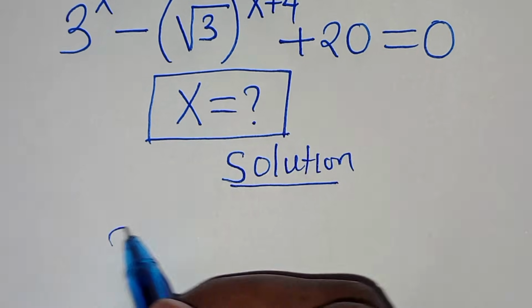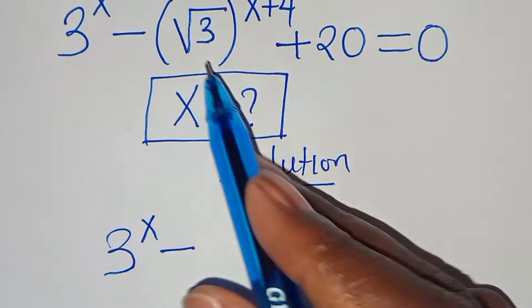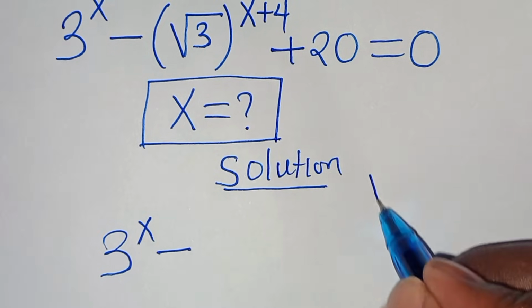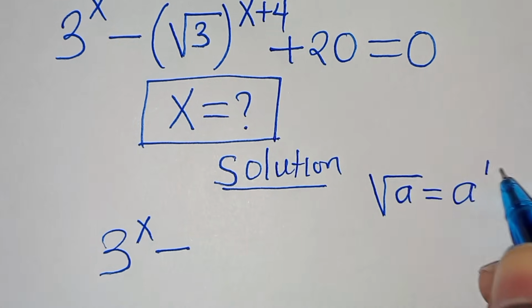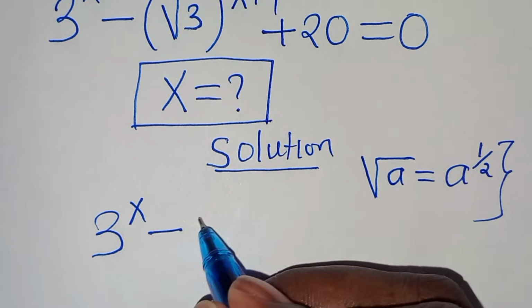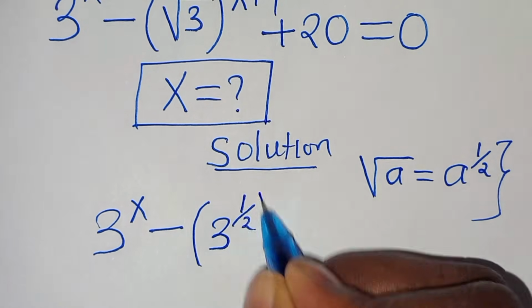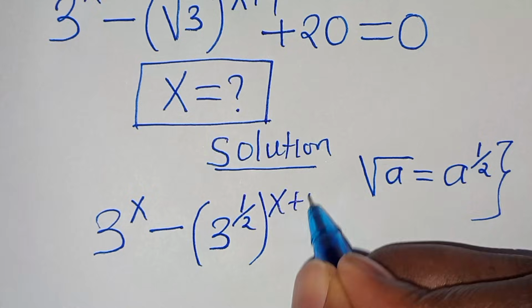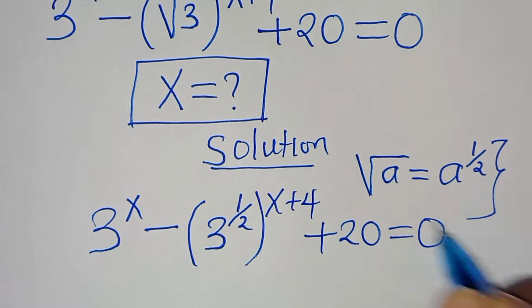We have 3 to the power of x minus the square root of 3. Remember, we can express the square root of a as a to the power of a half. Applying this property, we have 3 to the power of x minus 3 to the power of a half raised to the power of x plus 4, plus 20, is equal to 0.